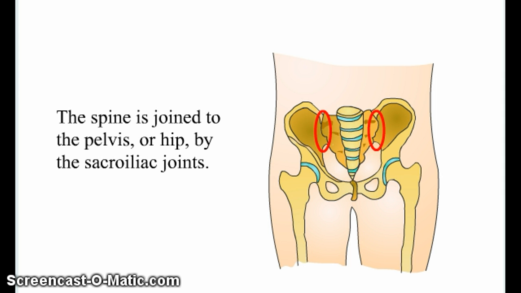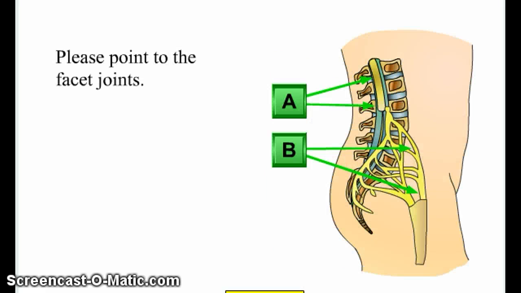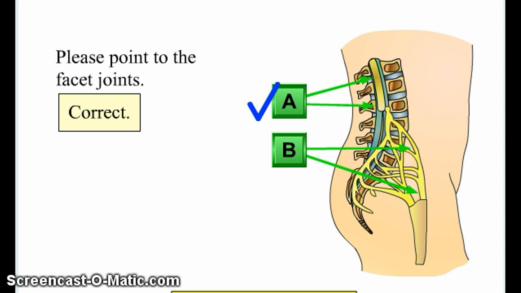The spine is joined to the pelvis or hip by the sacroiliac joints. Please point to the facet joints. Press A or B. Correct.